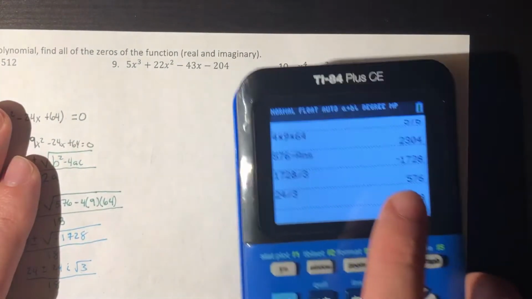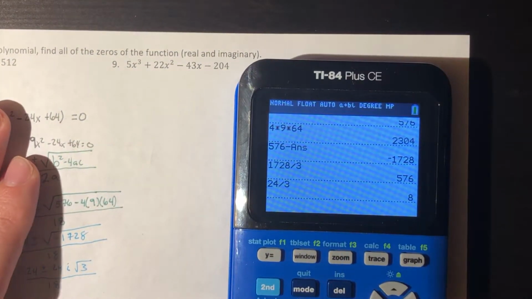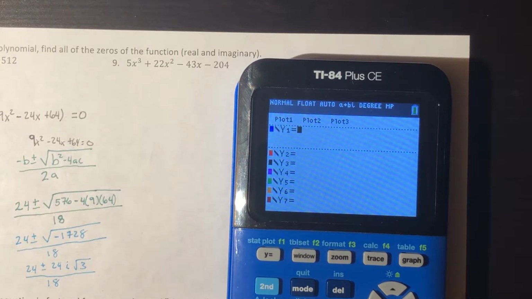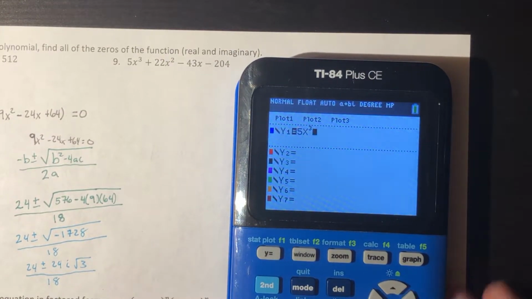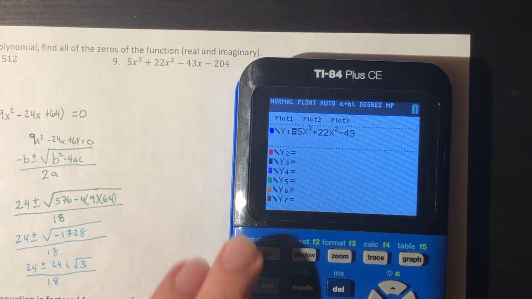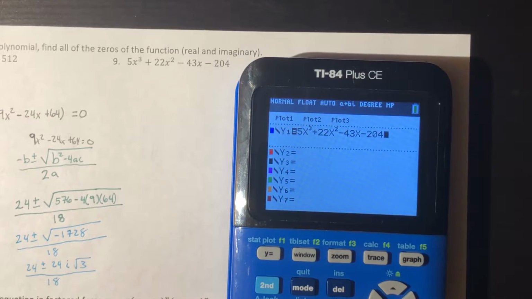So looking at 9, we can start this by putting it into our calculator. So I have 5x cubed plus 22x squared minus 43x minus 204.